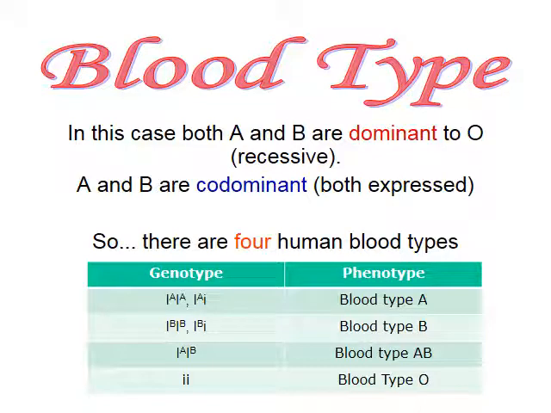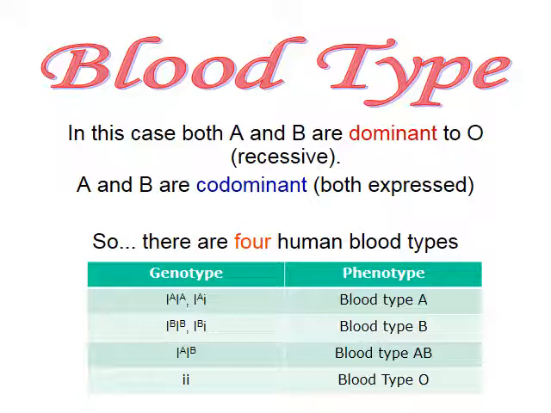So in terms of blood type alleles, both the A allele and the B allele are dominant to the O allele. A and B are actually codominant, so both are expressed if present. So using those 3 alleles, you can make 4 different blood types. You do need to remember what genotype would lead to what blood type and understand that relationship.